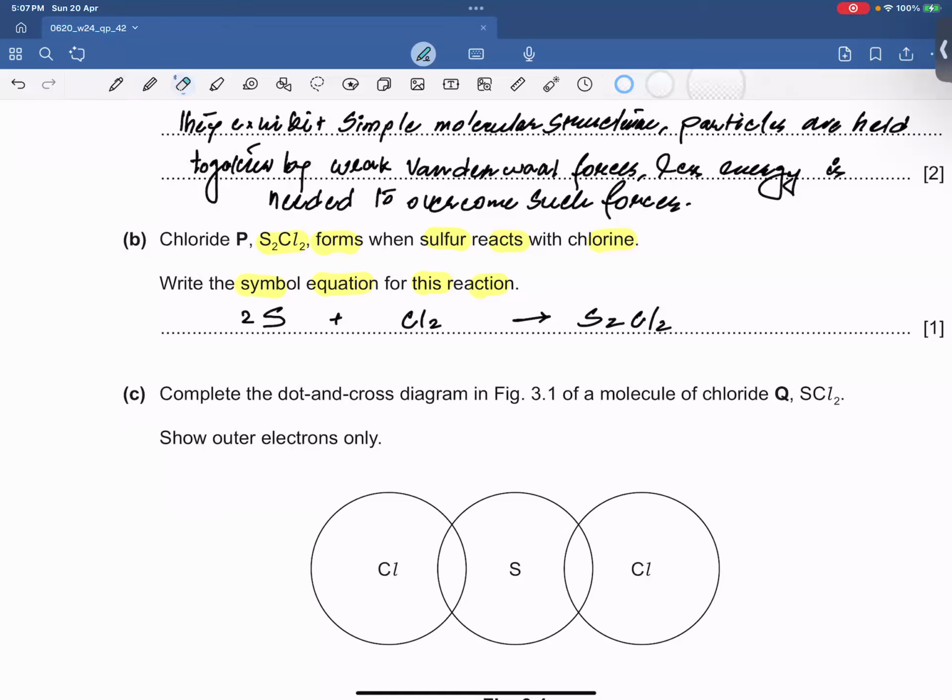According to my lecture, sulfur always exists in the S8 state. So you need to put 8 here. Oh, you need to put 4 here. And you need to put 4 here.